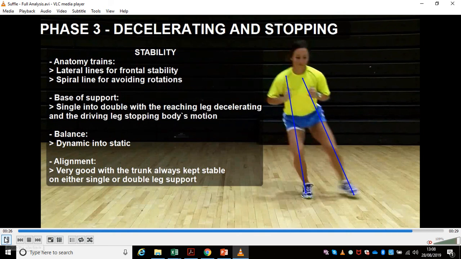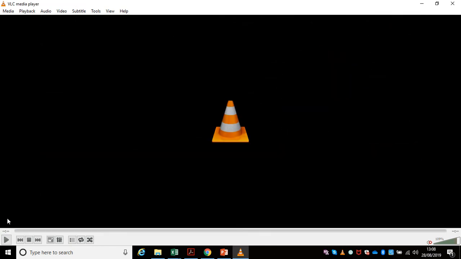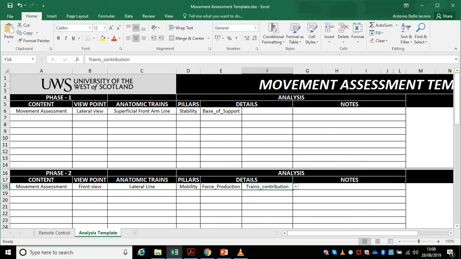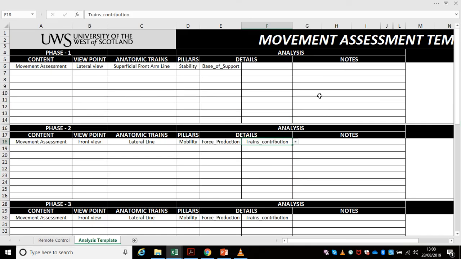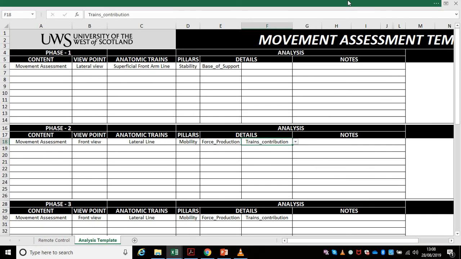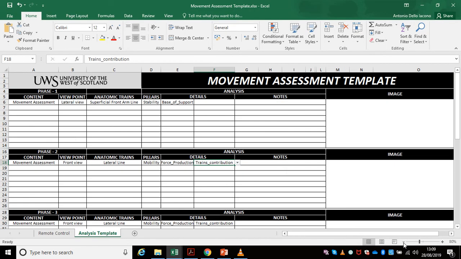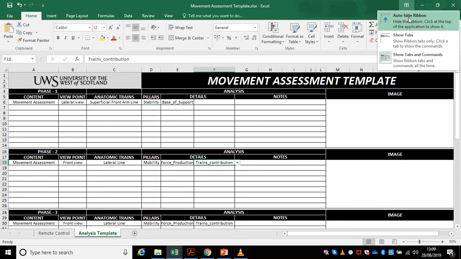So this is an analysis of one of the most common athletic tasks. What I want to show you is how you can use an Excel spreadsheet for creating a specific report of this movement, or in general, whatever motor task you want to analyze. So I created a template which is adjustable for whatever task you want to analyze.